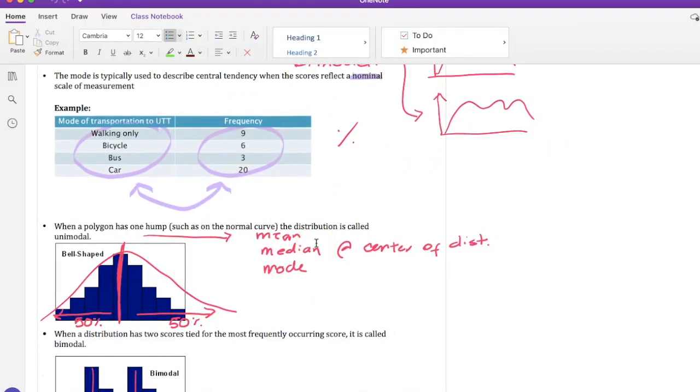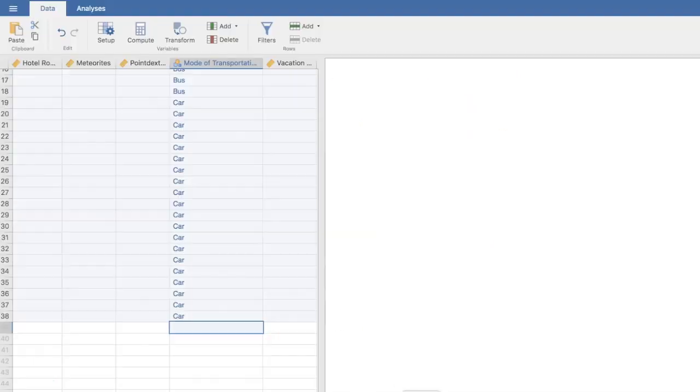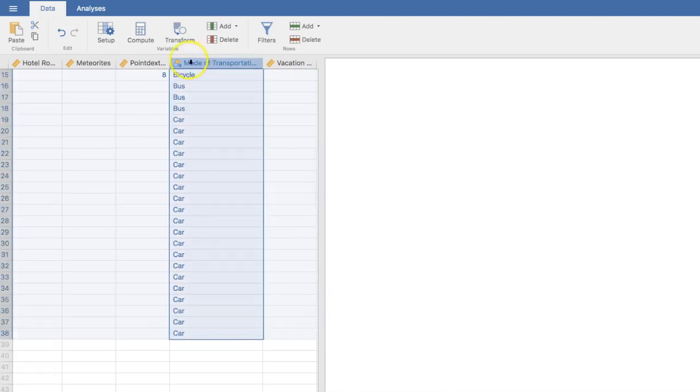Let me go back to our notes. The first measure of central tendency we encountered was actually the mode of transportation. And we were looking for the mode, and we had a nominal variable. So the categories were walking, bicycle, bus, or car, and they were categories, and they did not have an order. So let's replicate this in Jamovi. So I have the variable here. I call it mode of transportation.